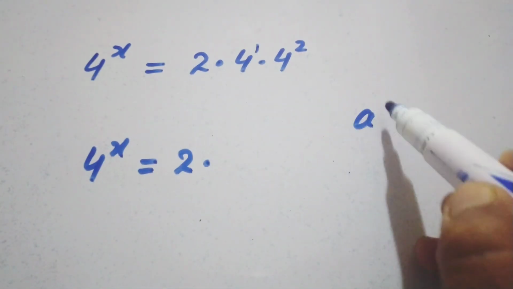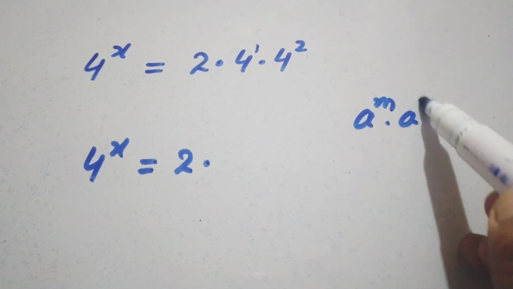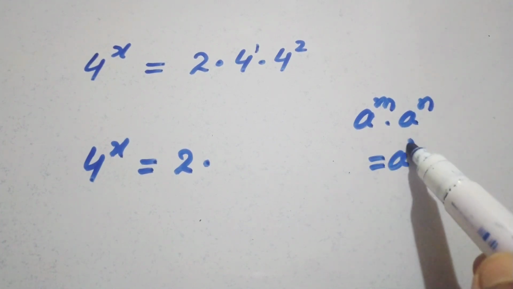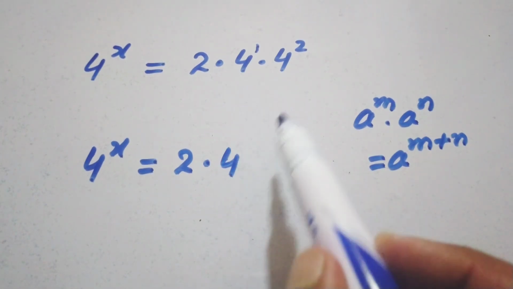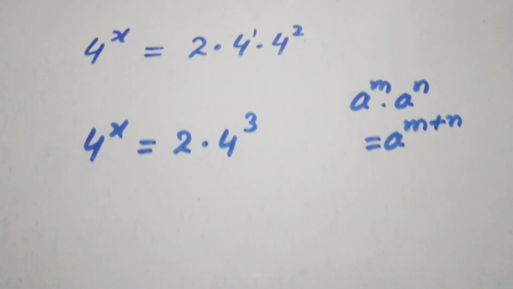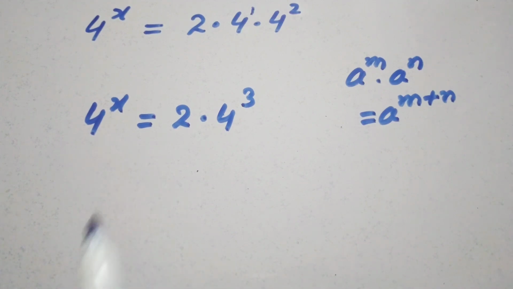When the bases are same, then their powers will be added. Let a power m multiplied by a power n be equal to a power m plus n. So this will become 4 power 1 plus 2, which is 3. As we are interested to find out the value of x, now taking log on both sides.